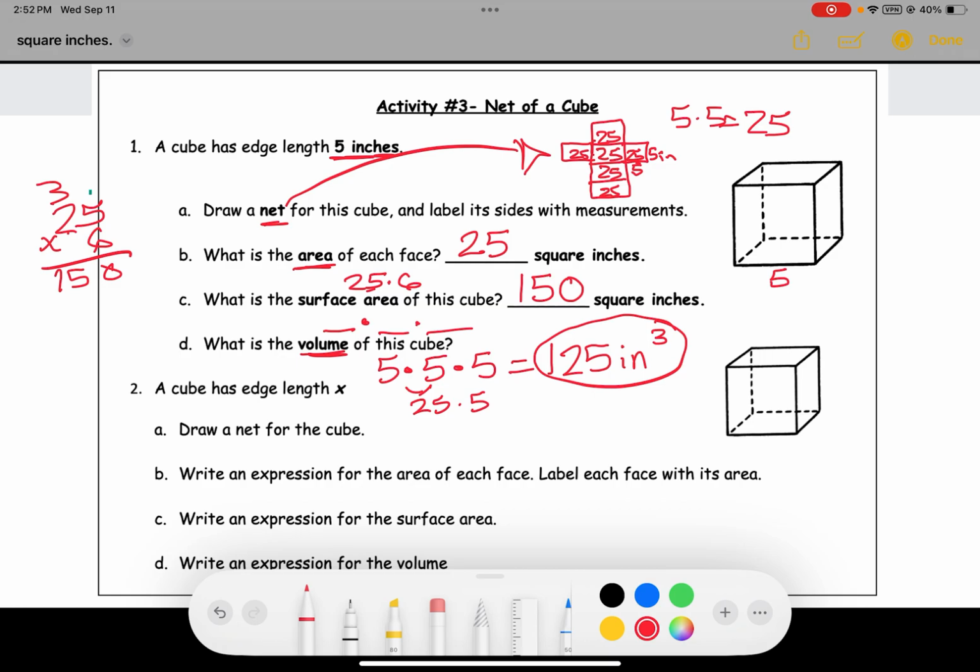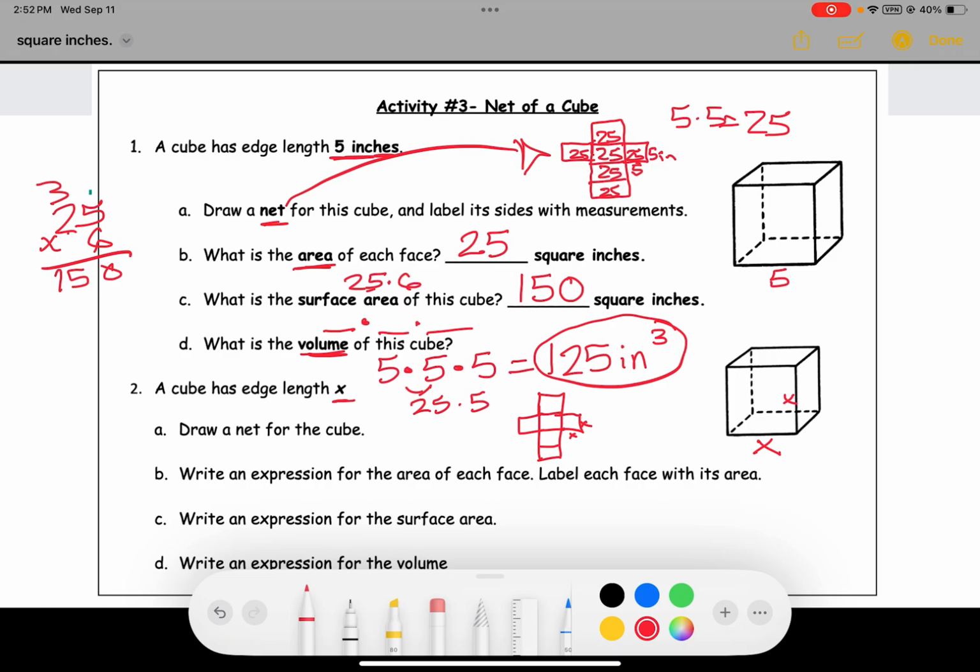So now this one is doing the same type of thing, but we're going to use a variable, x. A cube has an edge length of x. So if the base is x, that means the height is x. We don't know what x is, so we're just going to keep it as x. So draw a net for the cube. It's the same as before. Here's a net. I know nets can look very different, but there should be 6 squares and label 2 of the dimensions x. Or all of the sides x is all good.